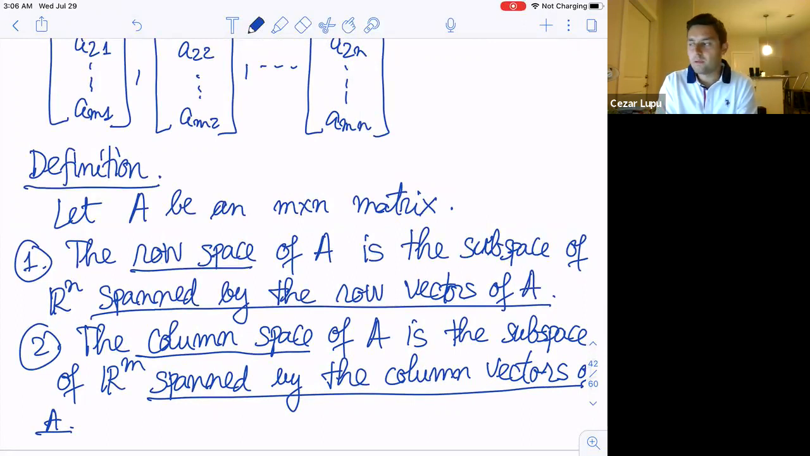Let's consider a matrix A, an m by n matrix, or a non-square matrix. And we'll define the row space of A. The row space of A, as you can see, is the subspace of Rn spanned by the row vectors of A. And the same thing will happen for the column space. Again, this is the subspace of Rm this time, spanned by the column vectors of A, right?